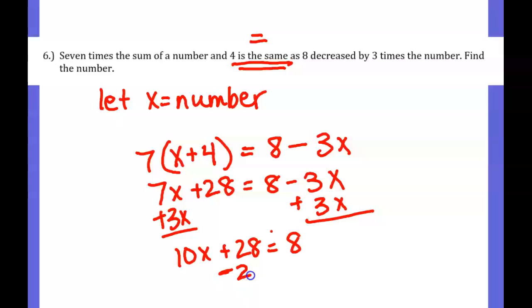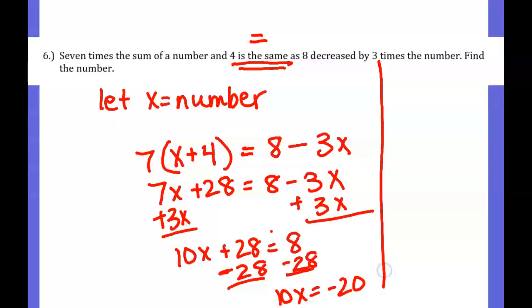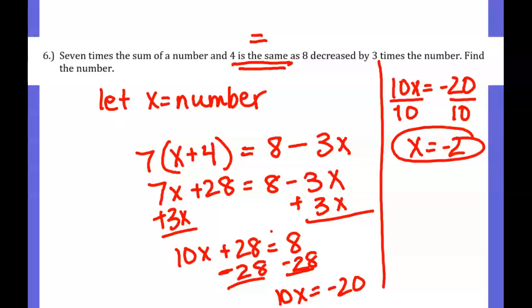And when I subtract 28 from both sides, 10x is equal to negative 20. So then I divide. I'm going to do it up here. Let's do a little line here. So 10x is equal to negative 20. When I divide by 10, my x is negative 2. And these will work the same. Just plug it back in and make sure it works in your check step.